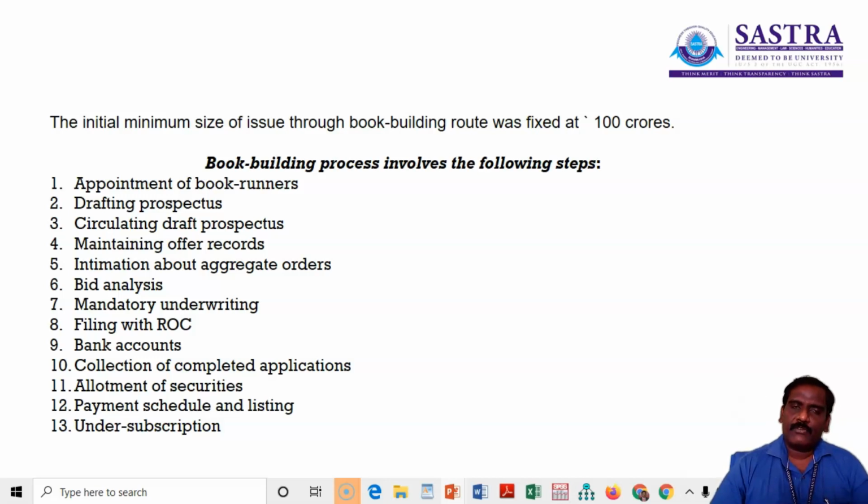They can act as a book runner for the issue and float the securities. Before floating the securities, they provide some basic information about such issues to prospective investors in the market. That is the role the book runner is appointed for. The second step is preparation of the draft copy of the prospectus. It is not a full version. The draft copy is prepared only where the issue price is not mentioned.